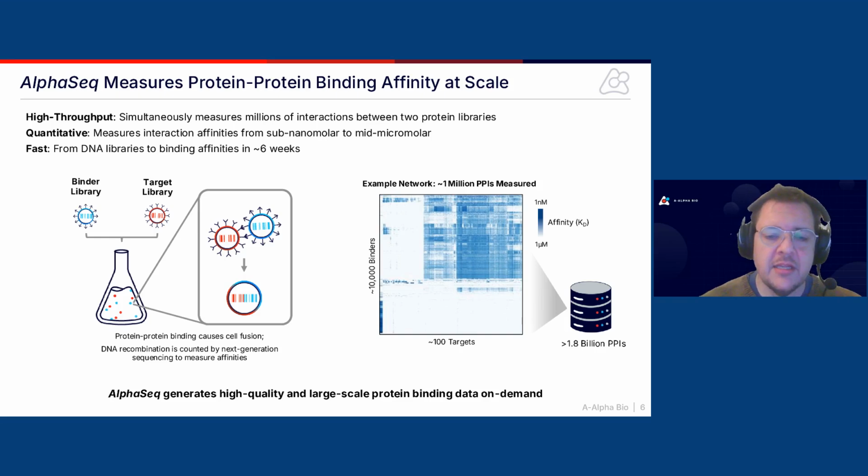We can mix those, and based on a next-gen sequencing-based readout of yeast fusion events, we actually create a sequenceable event that gives us a quantitative affinity measurement for every edge between the binder library and the target library. And so the results of this assay are effectively a rectangular matrix of protein-protein interaction affinities on the order of a few 100,000 to about 1 million protein-protein interactions at a time, with a quantitative range from just about sub-nanomolar to maybe low double-digit micromolar.